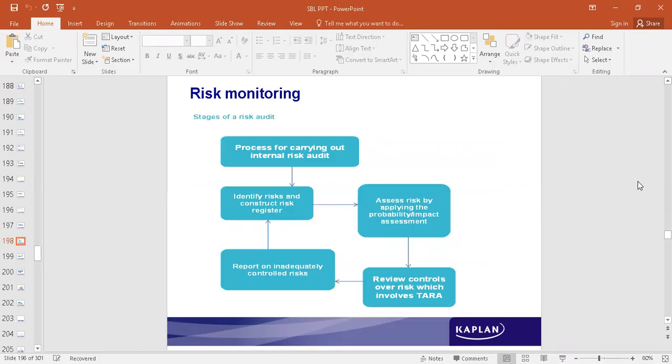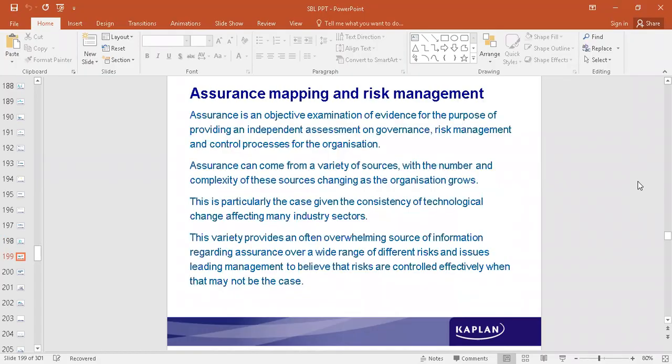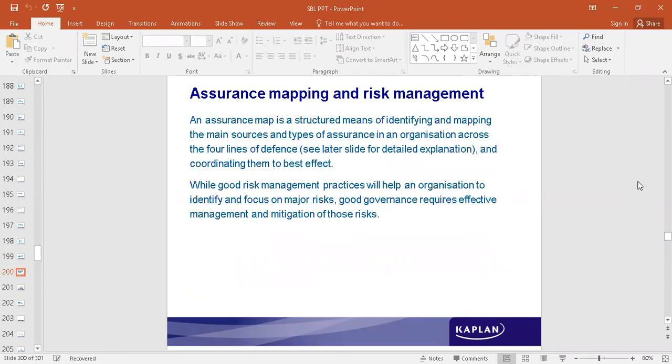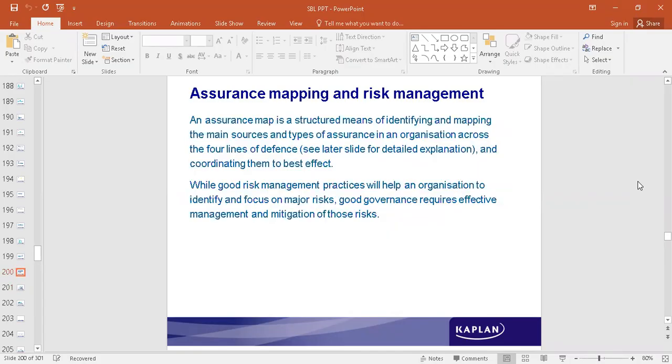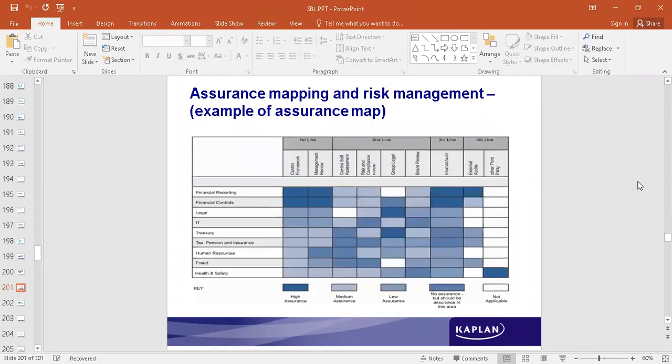We see the steps in the risk monitoring process. What is risk assurance? Assurance, in terms of an assurance map, is also given. An assurance map talks about the different functions of the business and shows what assurance is required.